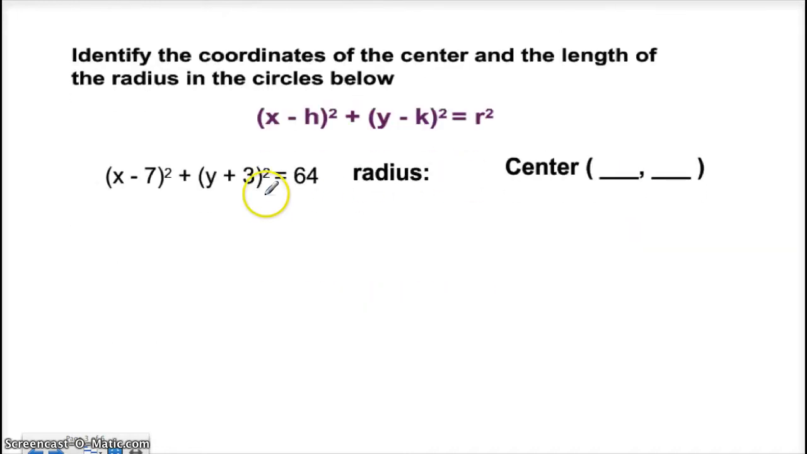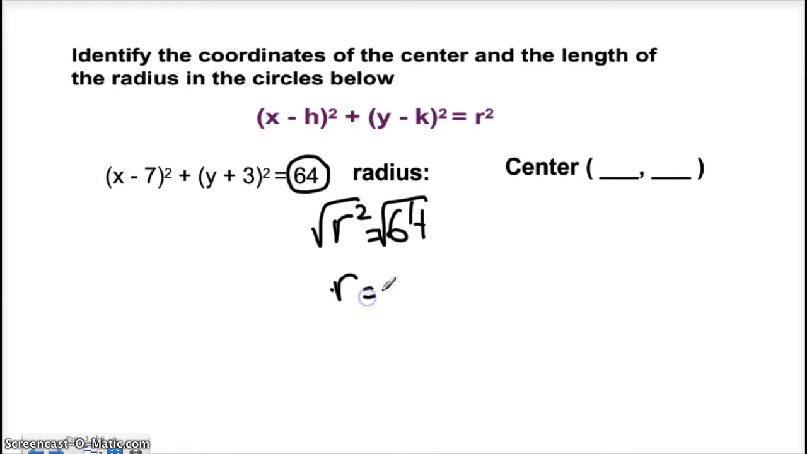Finally, let's take a look at this one. We have our equation, which is (x − 7)² + (y + 3)² = 64. Let's start with finding our radius. We set it up like this. r² = 64. We take the square root of both sides, and that gives us r is equal to, that's right, the radius is equal to 8. To find the center, we just switch these signs.